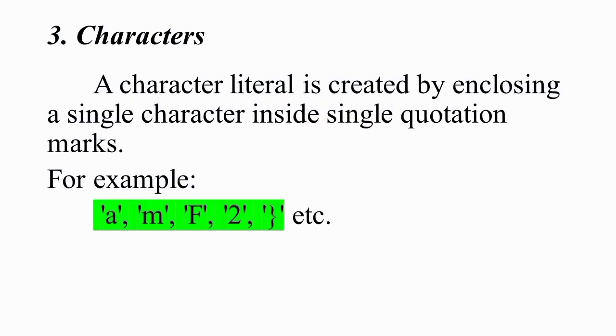The next literal is the character literal. A character literal is created by enclosing a single character inside single quotation marks. For example, 'a', 'm', 'F', '2', '}', etc. These characters are enclosed within single quotation marks.